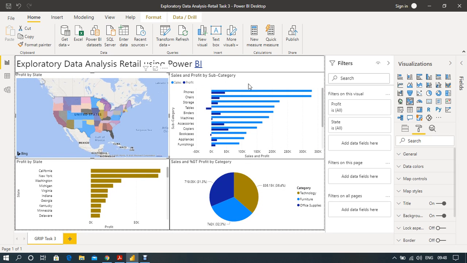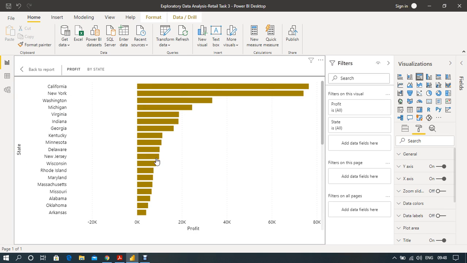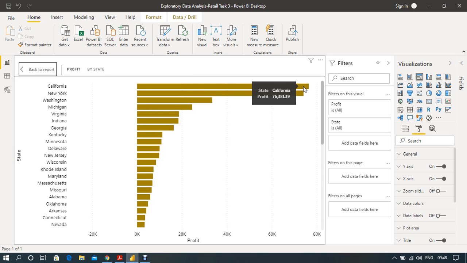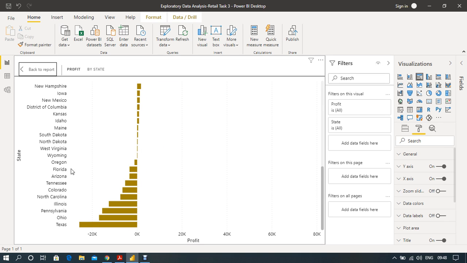And the second is profit by state. It's similar to this map diagram, but I used a clustered bar chart for that analysis, and you can check that here California is generating more profit. This is the ascending order, and you can check a few states are generating negative revenue, and they are in loss. So we can focus on these states to make more profit in future.